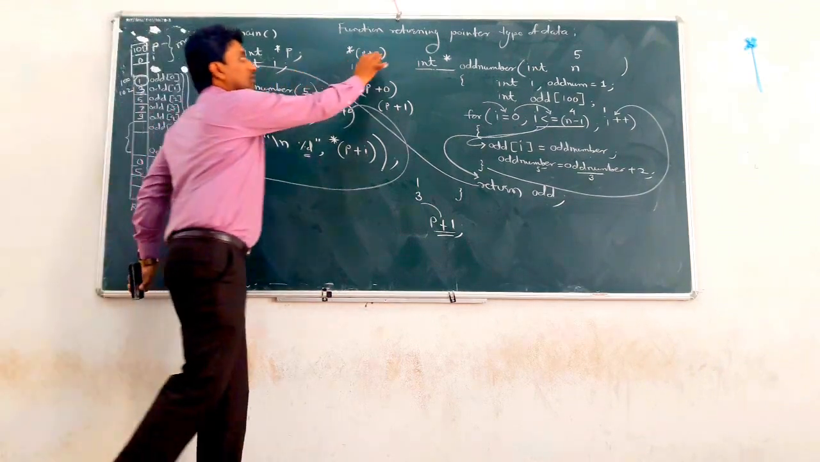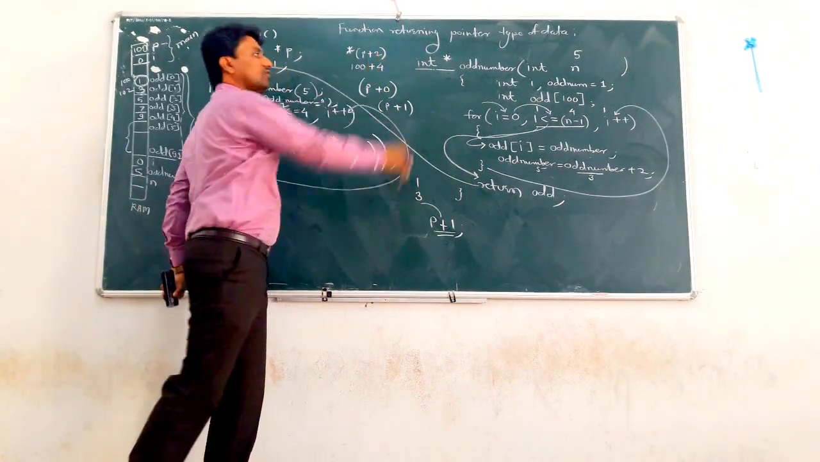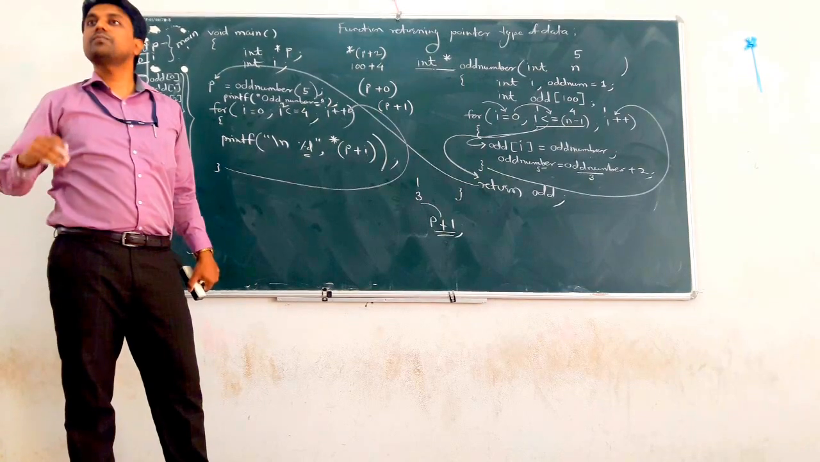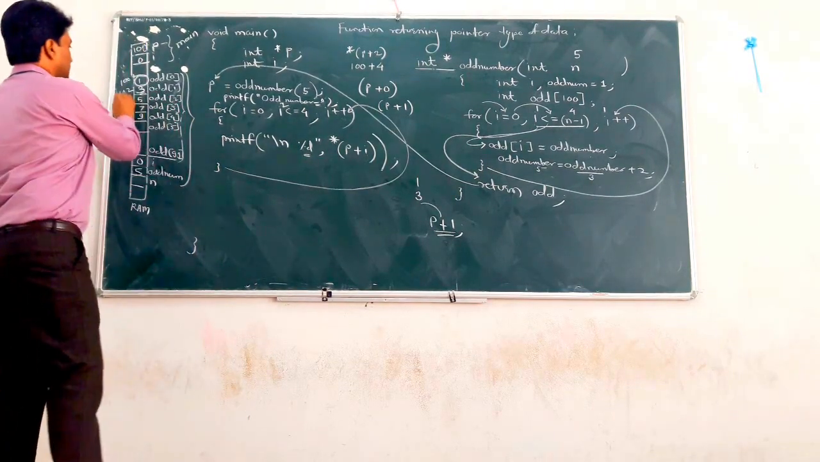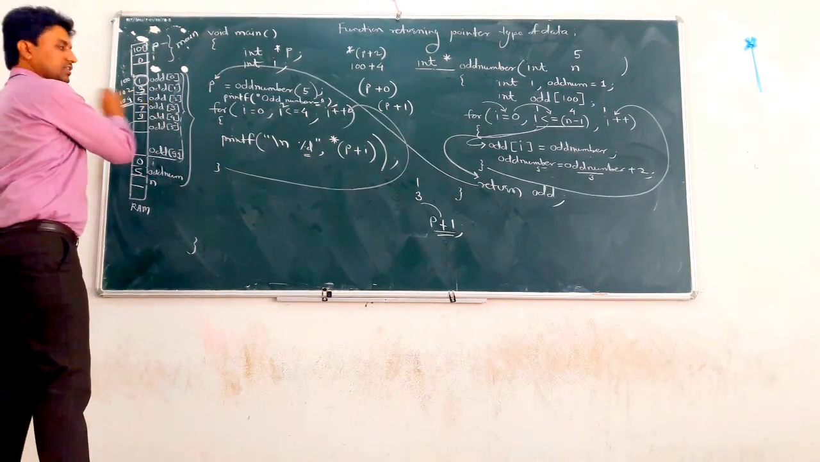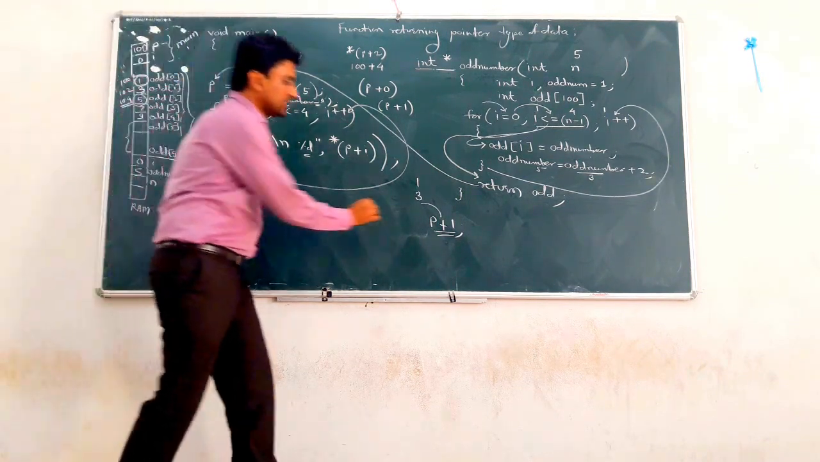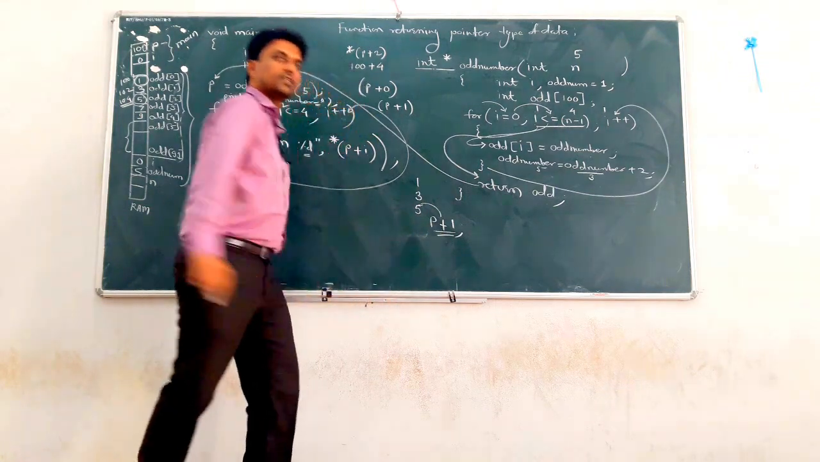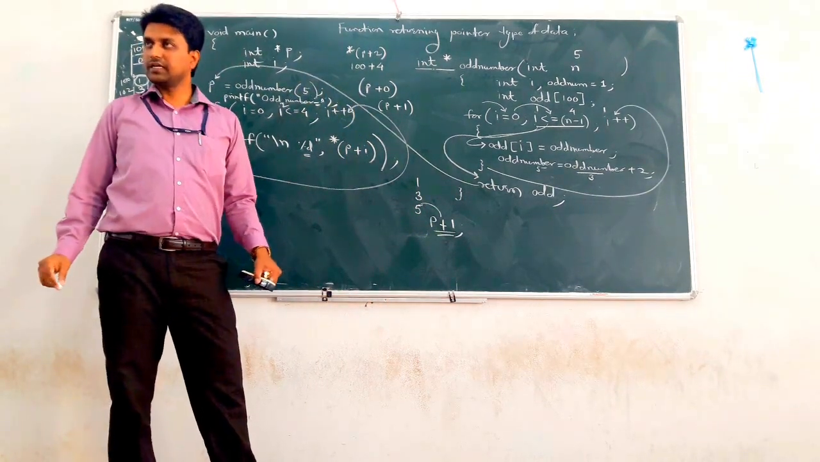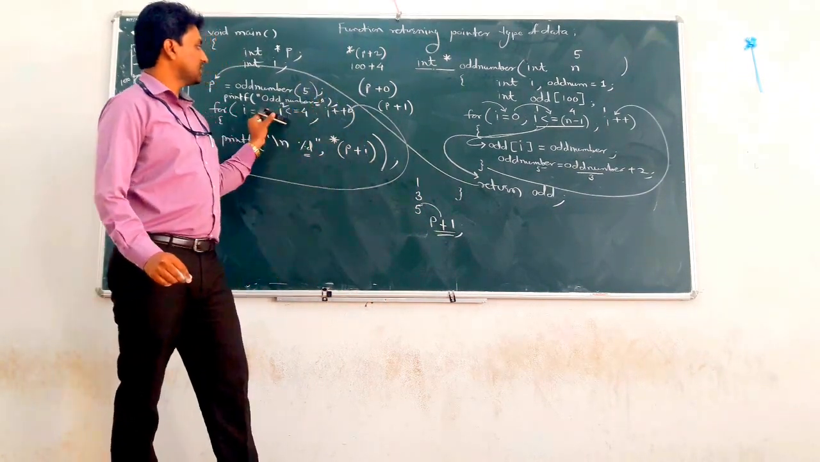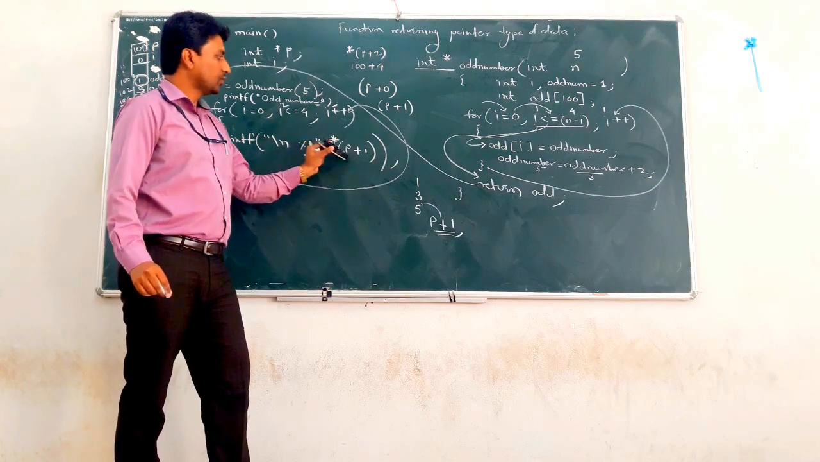So what does 2 actually mean in bytes? 4. So 100 plus 4 means the 104 location. What value is stored there? We can retrieve that value and display it here on the console. That is 5. Clear? Likewise, i plus plus, it becomes 3. Now p plus 3.